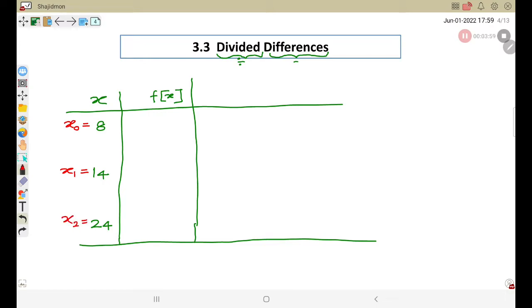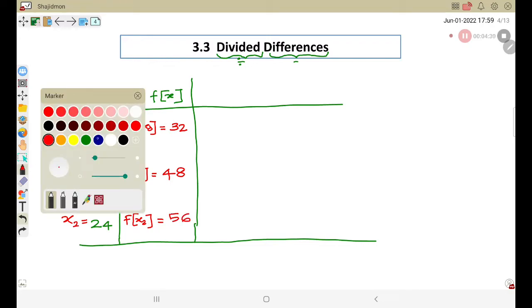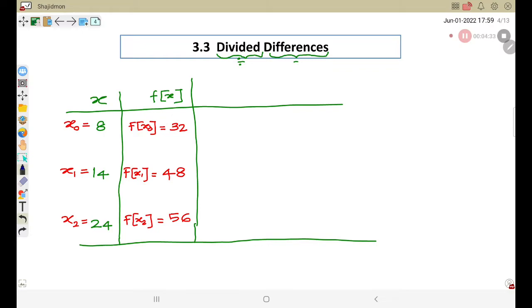Now corresponding y values, we can call them f of x0, the first y value, f of x1 and f of x2. For example, f of x0 equal to 32, f of x1 equal to 48 and f of x2 equal to 56. So we are considering some x numbers and y numbers. Now from this how can we find the divided differences?